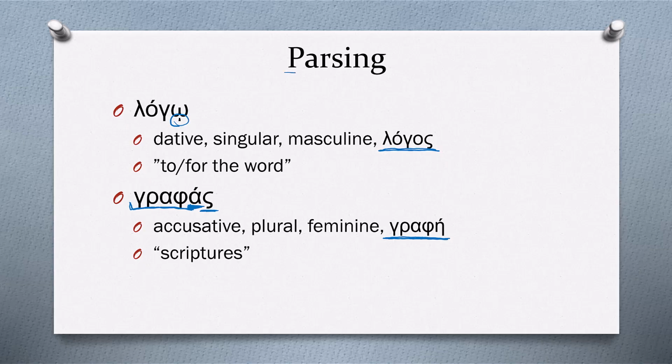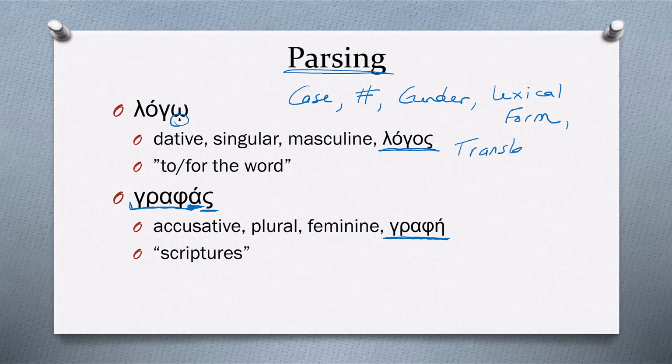So parsing means that we give the case, we give the number, and we give the gender of a given noun or pronoun or adjective, and we also want to get used to giving the lexical form, which means the way the word would appear in a Greek dictionary. And also, don't forget to give the translation too.